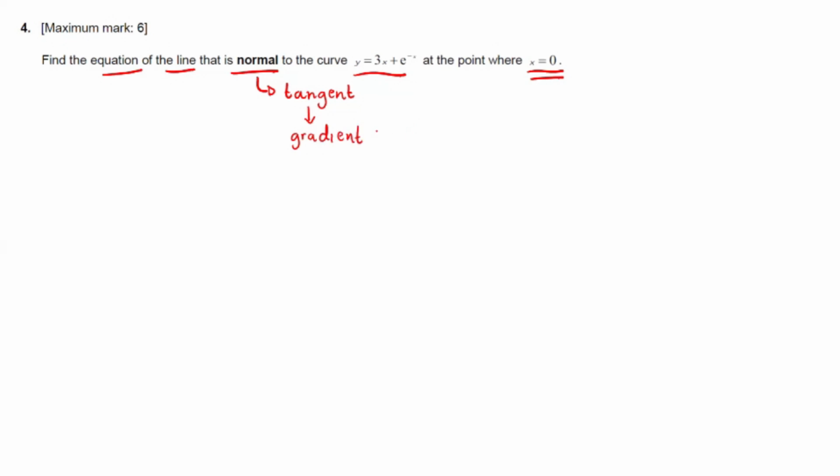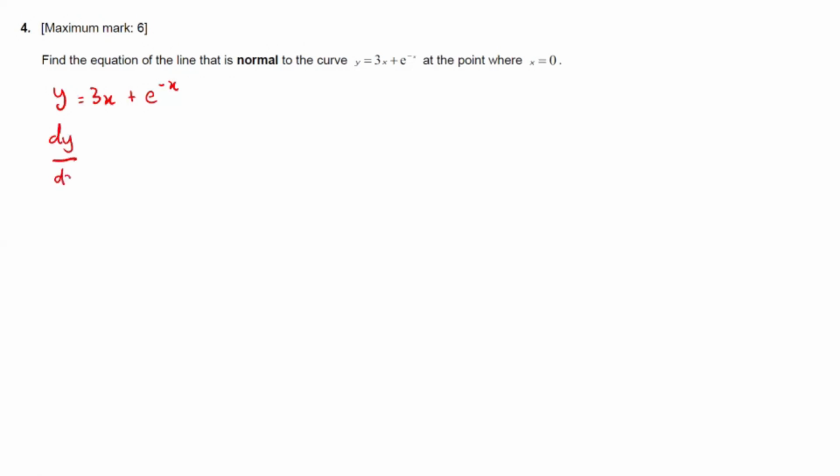Now, how do you find gradient of a line or gradient of the tangent? Is basically by dy dx. Dy dx of what? Of course, of the equation right there. Okay, so we have to find the dy dx. Our y is 3x plus e to the power of negative x right here. And now, let's derive this one here.